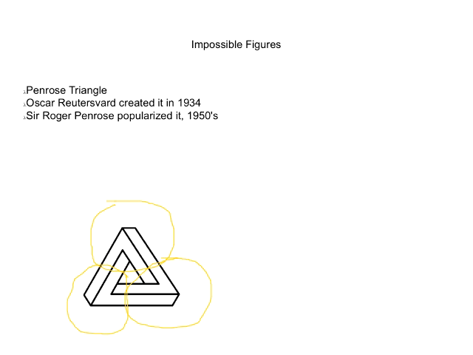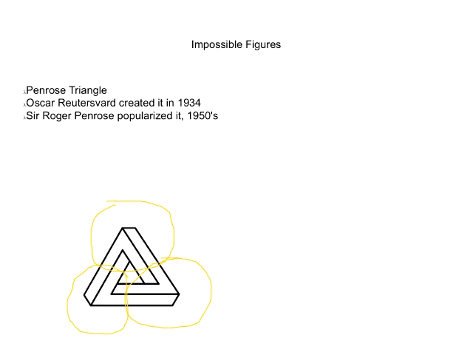This was created by Oscar Reuterswärd in 1934. He's a Swedish artist, and he has a wonderful collection of impossible figures. I had one of his original impossible triangles over here on the right, but it's gone. So you'll have to go check him on the web afterwards.